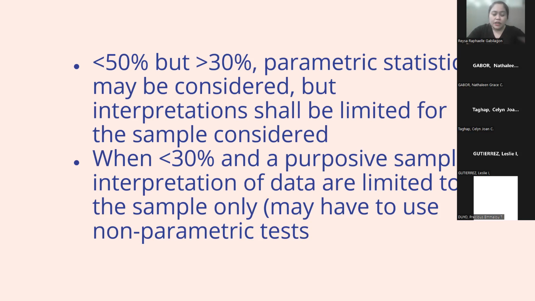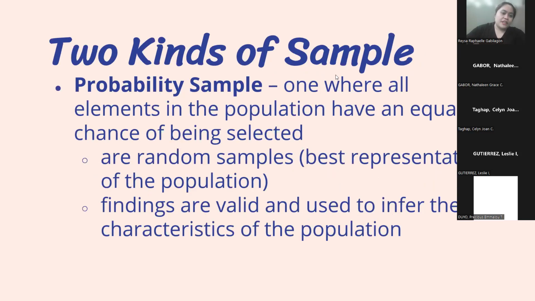So it may be for the sample alone. However, if your sample size is really less than 30, masyadong konti, and non-probability sampling ka pa talaga, like you do purposive sampling, walang randomization na nangyari, most likely you will be doing a non-parametric testing, and at the same time, your interpretation will be limited in your samples only. You cannot give a generalization or conclusion with the whole population.